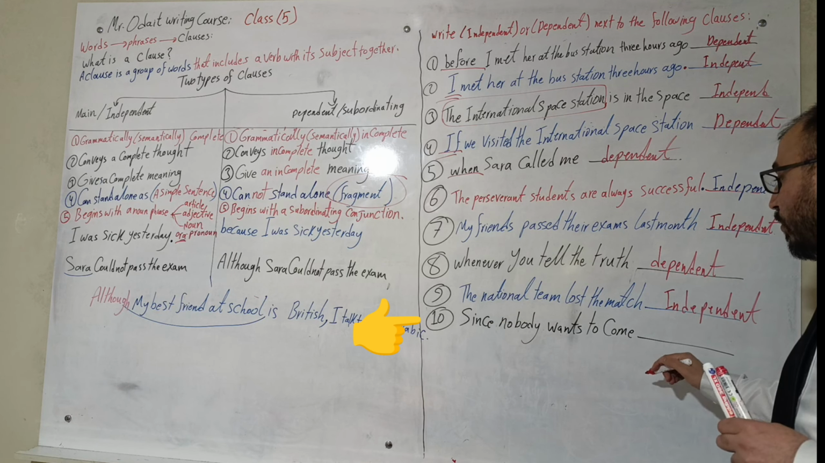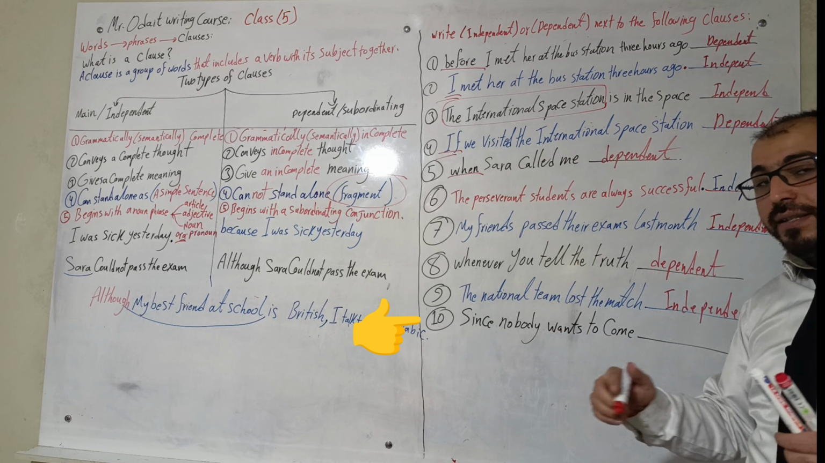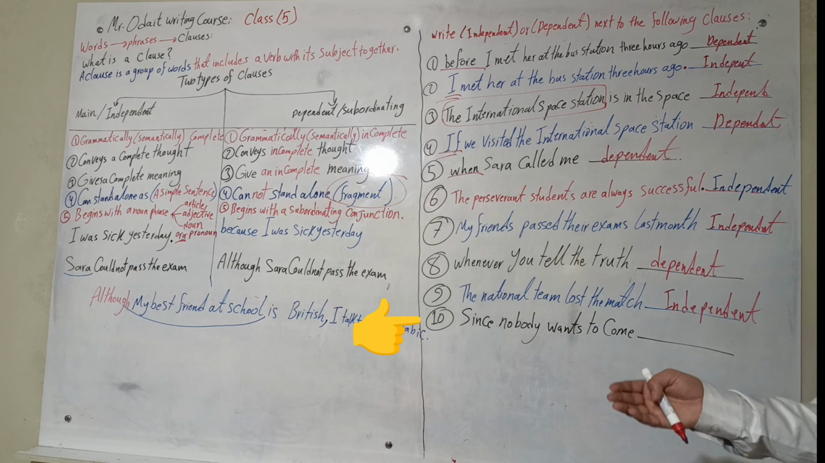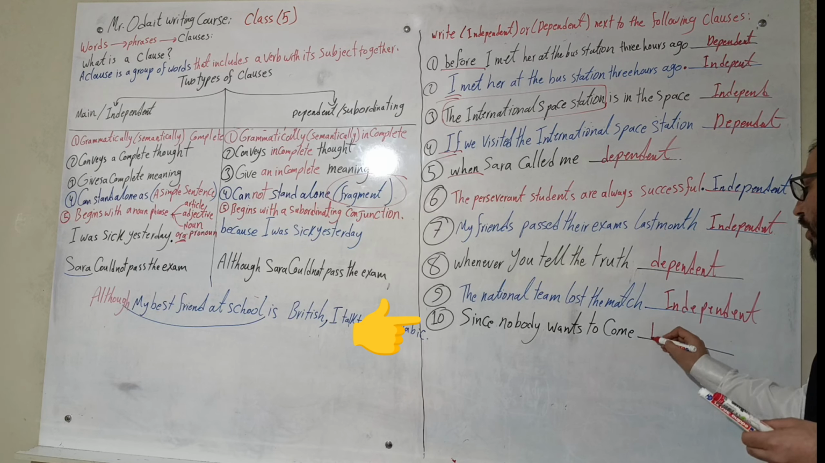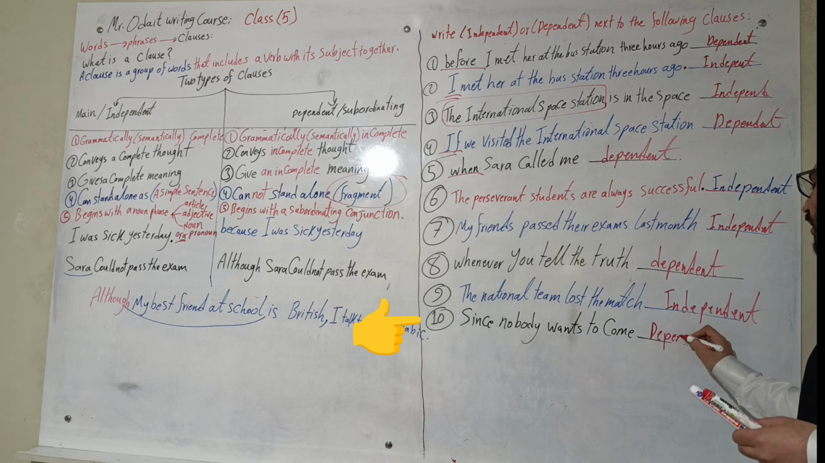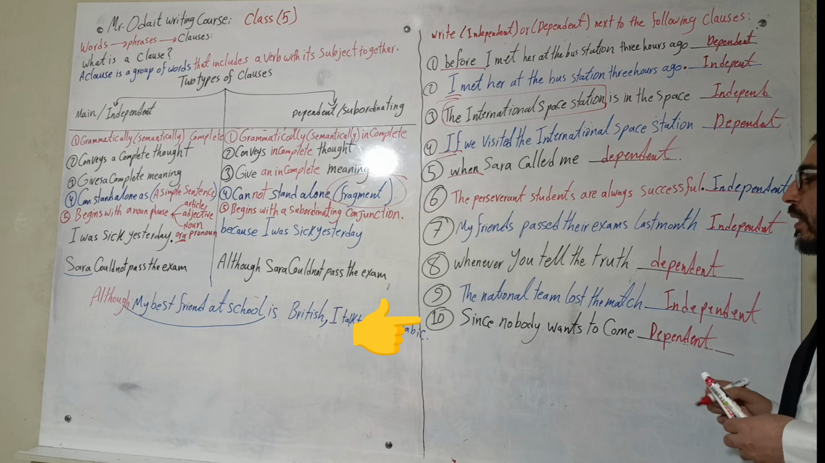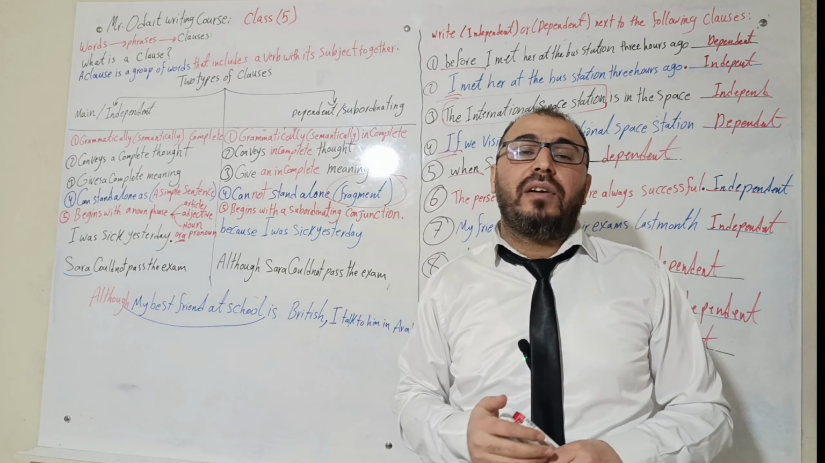Here, since nobody wants to come, yes. Since nobody wants to come, I will not come. Since nobody wants to come, we are going to call off the meeting. So here we have a dependent clause. And that's it for the day, my friends.